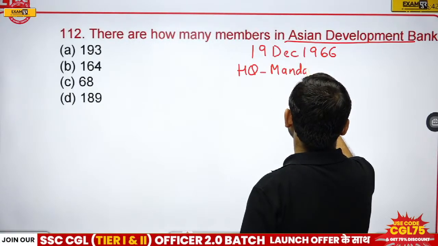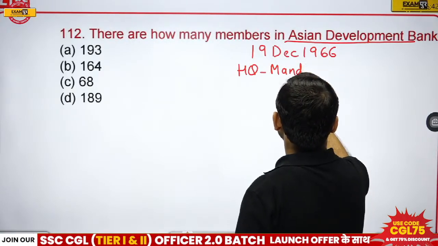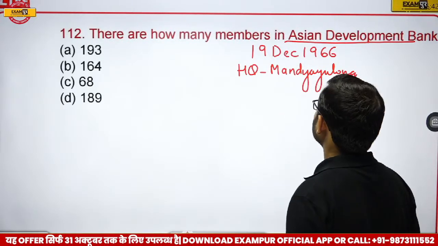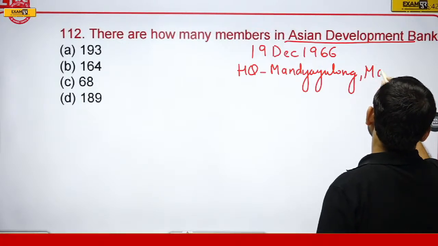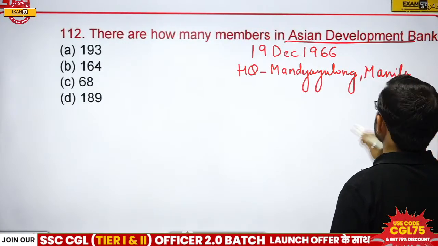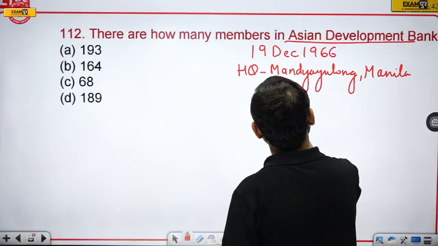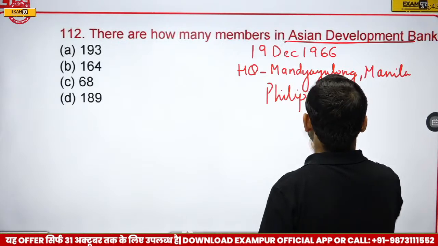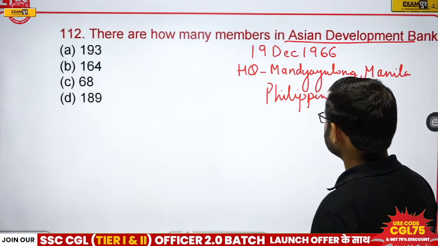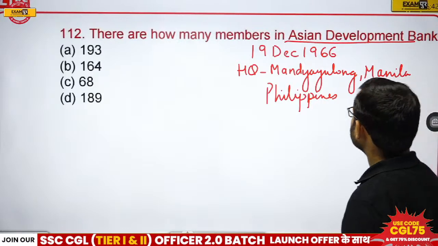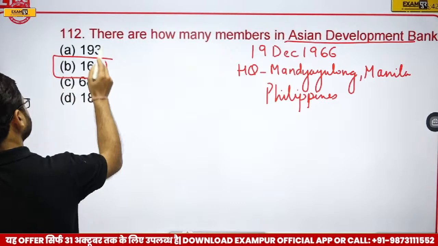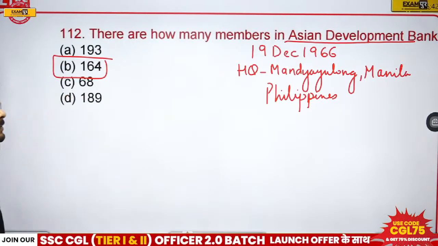Mandaluyong, Manila, Philippines. Mandaluyong, Manila, Philippines is the headquarters of the Asian Development Bank. And how many members are there? There are 164 members of the Asian Development Bank.